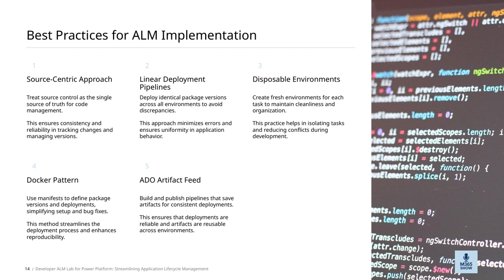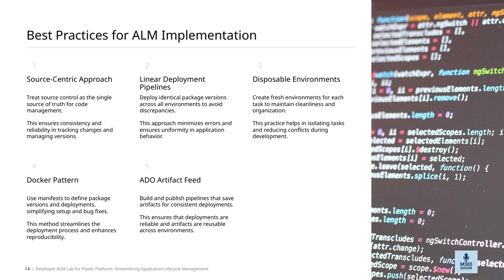Then there's the Docker pattern, where we create fresh environments for each task. This keeps our environments clean and organized, helping us isolate tasks and reduce conflicts during development. It's a great way to ensure that each process runs in a controlled, predictable setting. We also want to deploy identical package versions across all environments. This uniformity minimizes discrepancies and errors, ensuring that your application behaves consistently everywhere, from development to production.